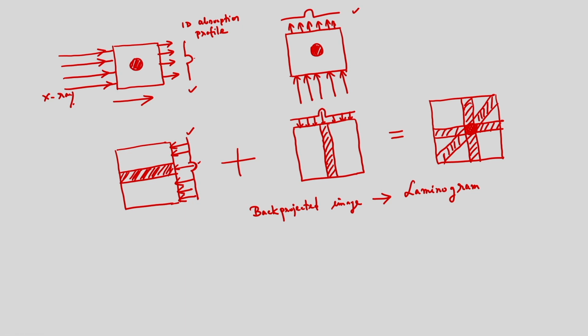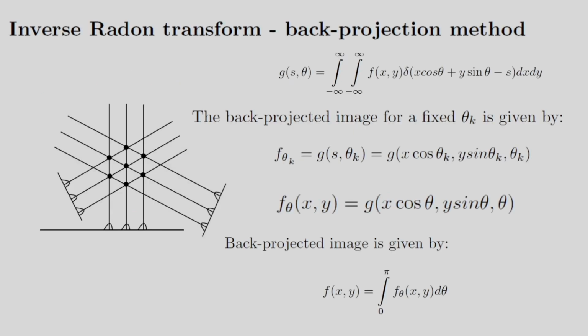So, we have seen how to do the back projection. First I am doing the projection in one direction, and again I am doing the projection in another direction, and after this I am doing the back projection, and after this I am combining. Like this I can get the back projected image. That means I am reconstructing the object. The reconstruction is possible. Now, I will discuss the concept of inverse radon transform, and in this case I will discuss the back projection method.